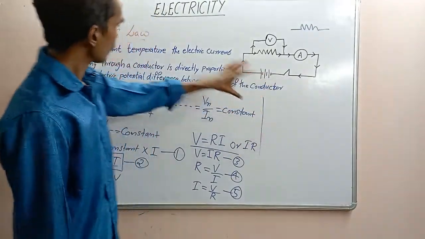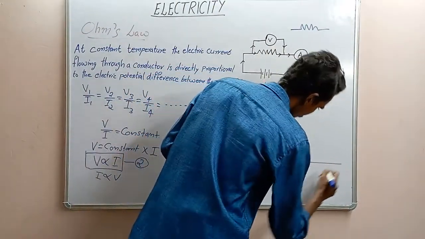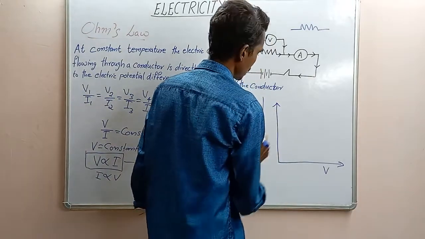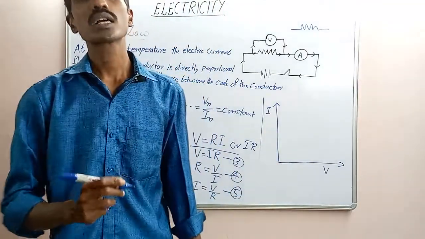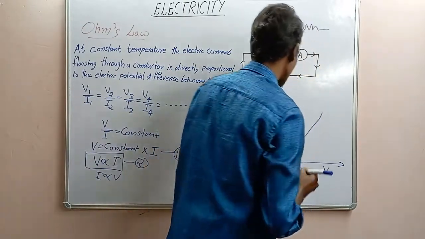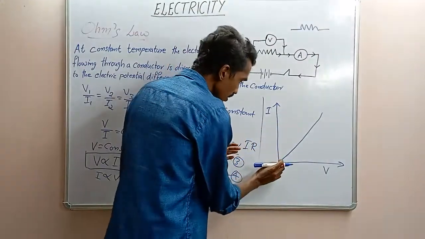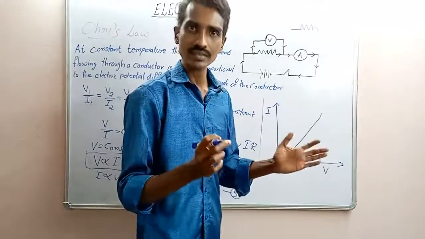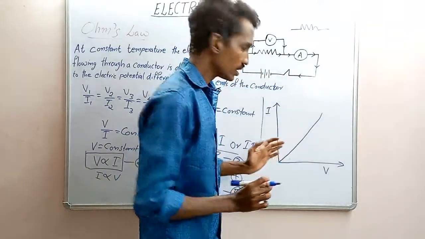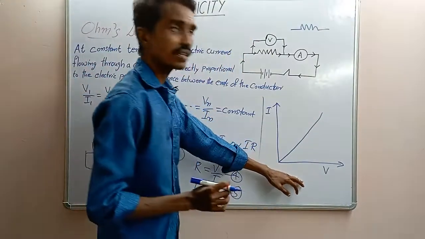From this Ohm's law, we also draw the graphical representation. Suppose in the graph, voltage is taken on the x-axis and current on the y-axis. We get a straight line from this graph, which means V by I is equal to a constant. Imagine V by I is equal to 2, and all the points are connected like this. Clear? So here we get a straight line graph. This is the graphical representation of Ohm's law.